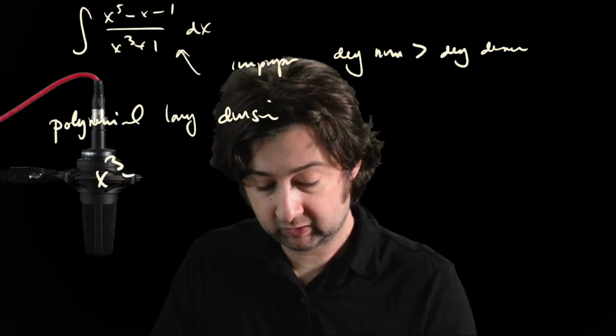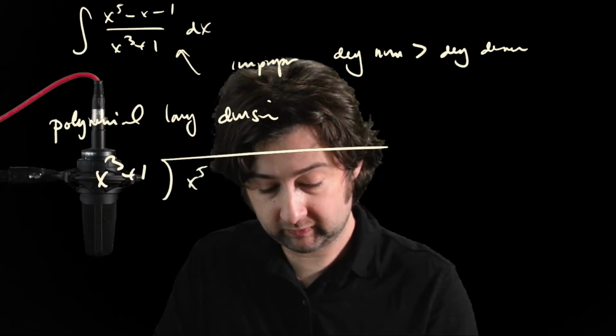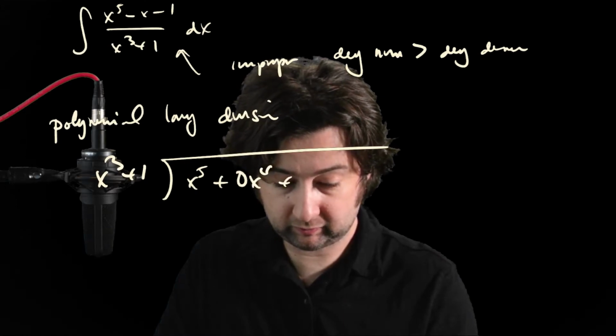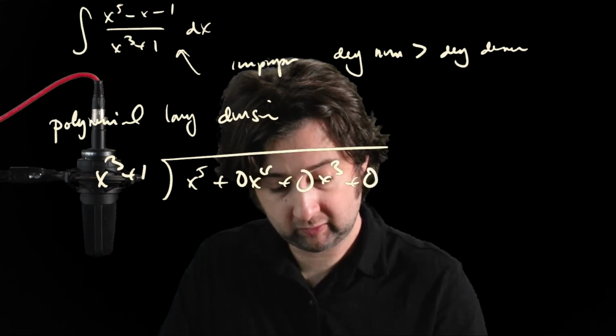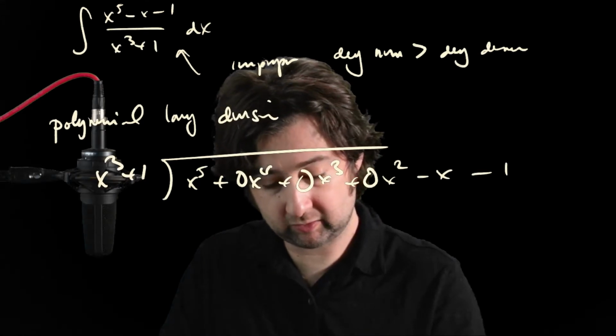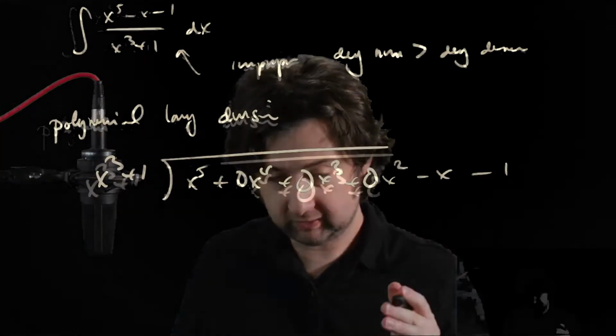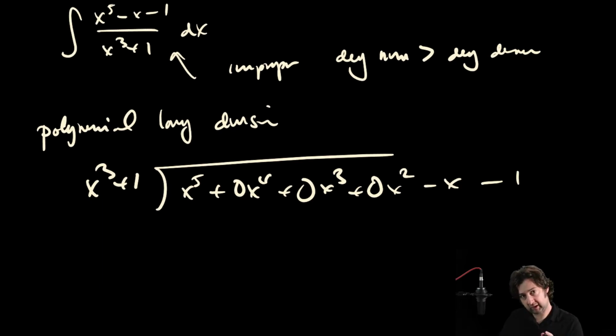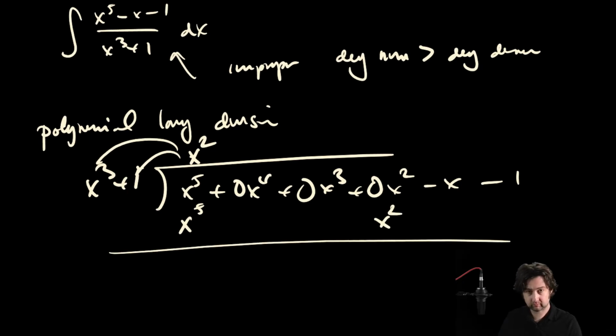So x to the third plus 1 divides into x to the fifth plus 0x to the fourth plus 0x to the third plus 0x squared minus x minus 1. What's going to give me x to the fifth if I multiply by x to the third is x squared. x squared times x to the third is x to the fifth. x squared times 1 is x squared. Now subtract. 0, 0, 0. 0 minus 1 is negative x squared, negative x, negative 1.